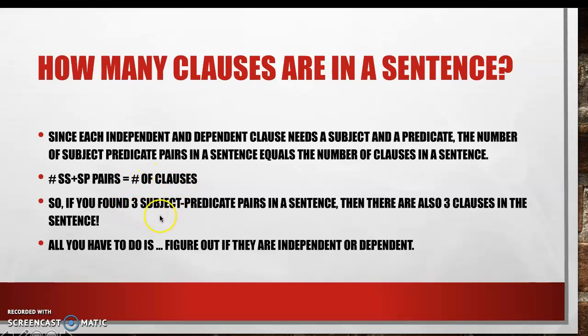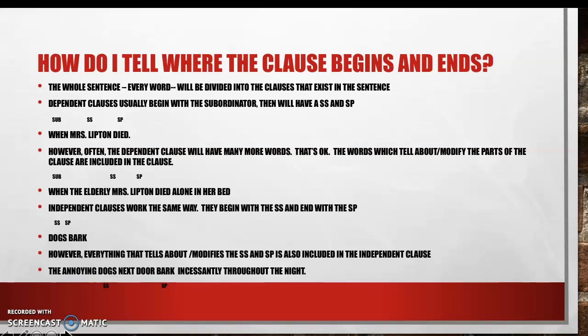So in other words, if you found 3 subject-predicate pairs in a sentence, then there are also 3 clauses in the sentence. All you have to do is figure out if these clauses are independent or dependent and where they start and stop. All right, so how do I tell where a clause begins and ends? Now, it's important to know that the whole sentence, every single word in the sentence, is going to be in a clause. So it's a matter of dividing the sentence into the clauses that exist there in the sentence.